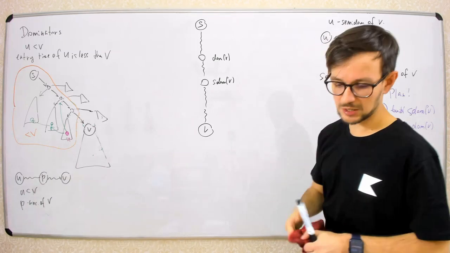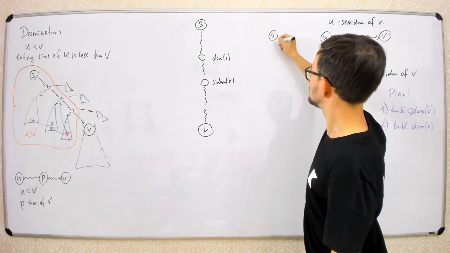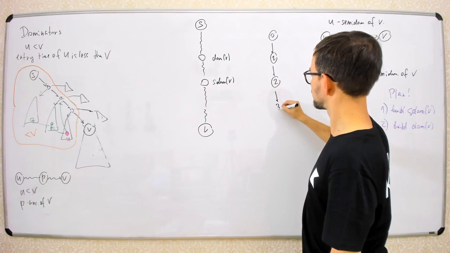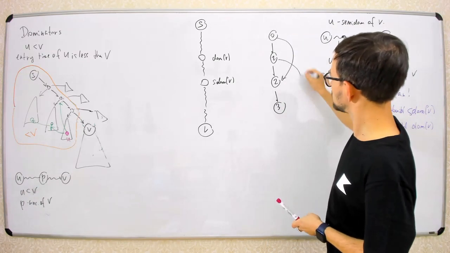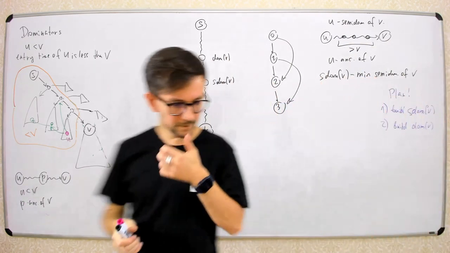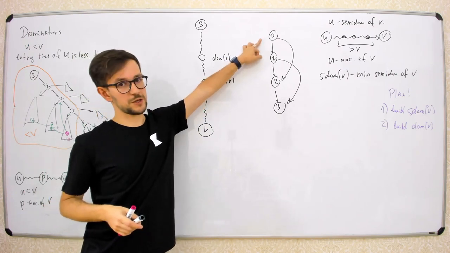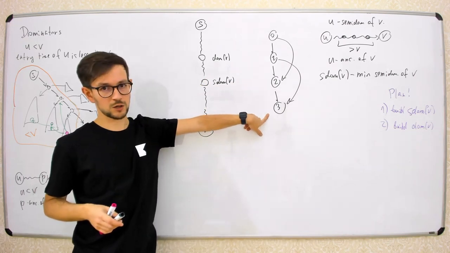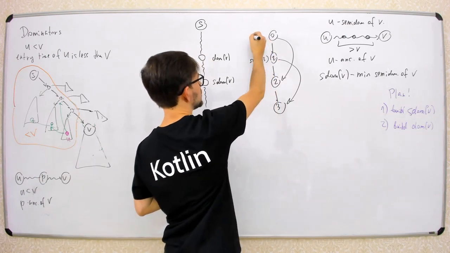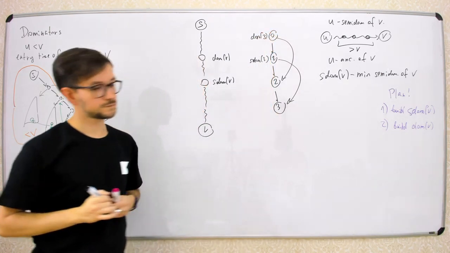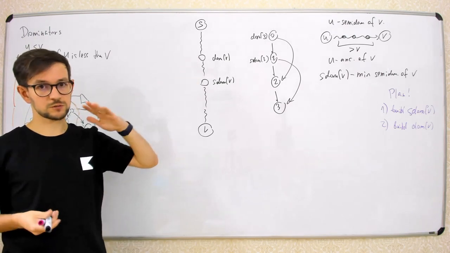For example, let's build some simple graph. Let's say like this, so we have 0, 1, 2, and 3. And you have something like this. You also have an edge from here to here and an edge from here to here. So in this graph, for this 3, 1 is the semi-dominator of 3, and 0 is not a semi-dominator of 3. So this 1 is a semi-dominator of V, and this 0 is a dominator of V. So they may be the same node, they may be different nodes. It's all possible.